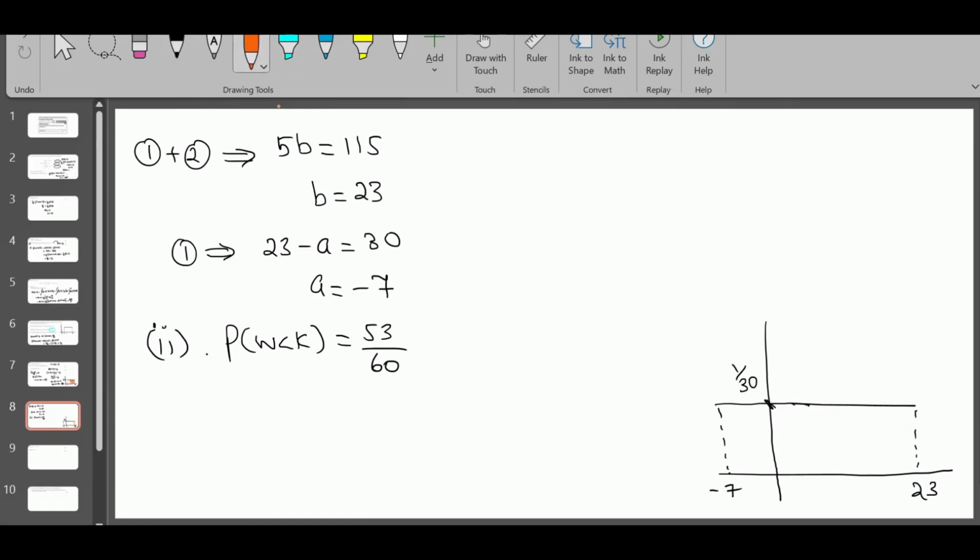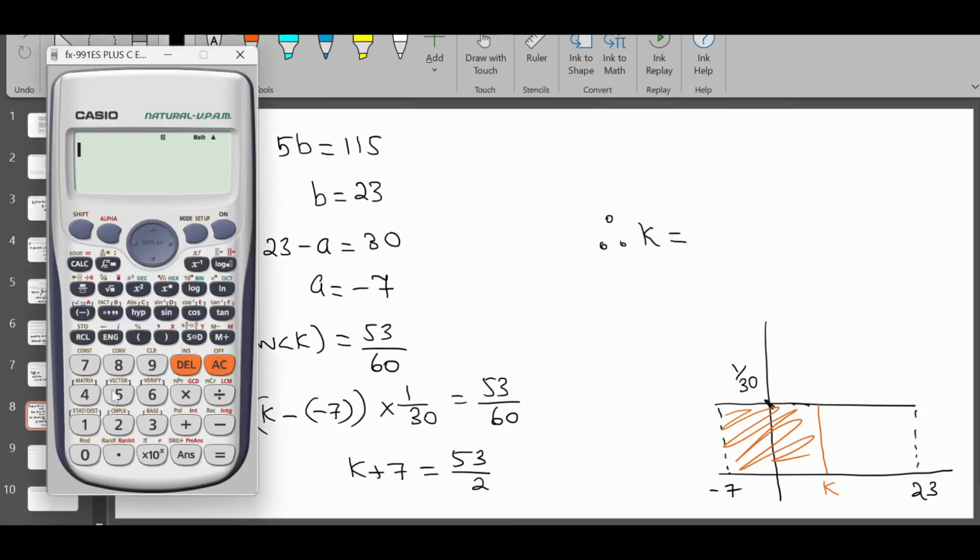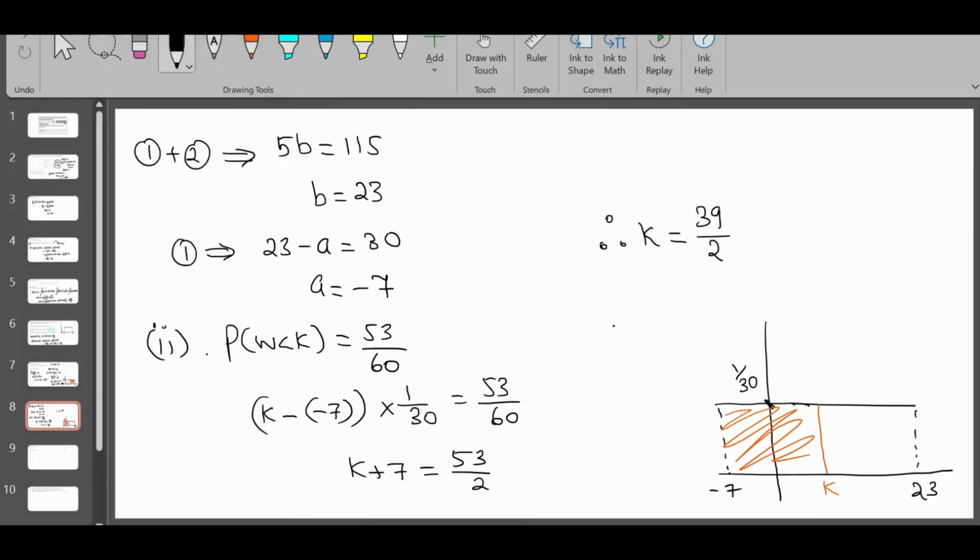Okay. Now let's say we don't know where the k is. Let's say k is here. P of W is less than k means this area. How do you find this area? k minus minus 7, that's the length, times 1 over 30 is 53 over 60. Multiply through by 30, so k plus 7 is 53 over 2. So k is 53 over 2 minus 7, which is 39 over 2. Keep it as a fraction, that's all.